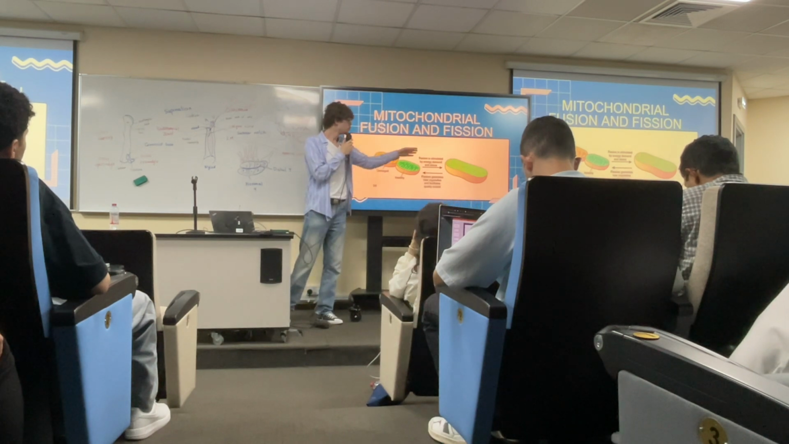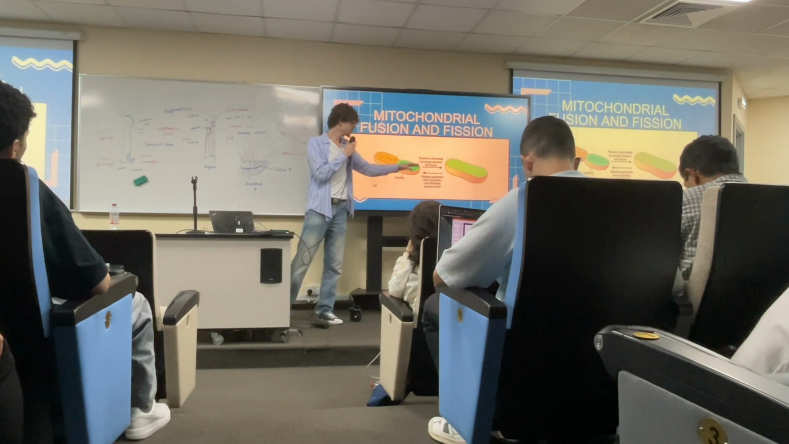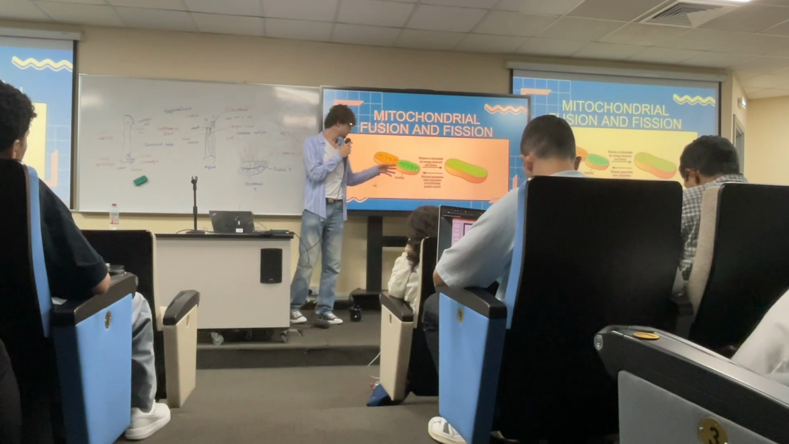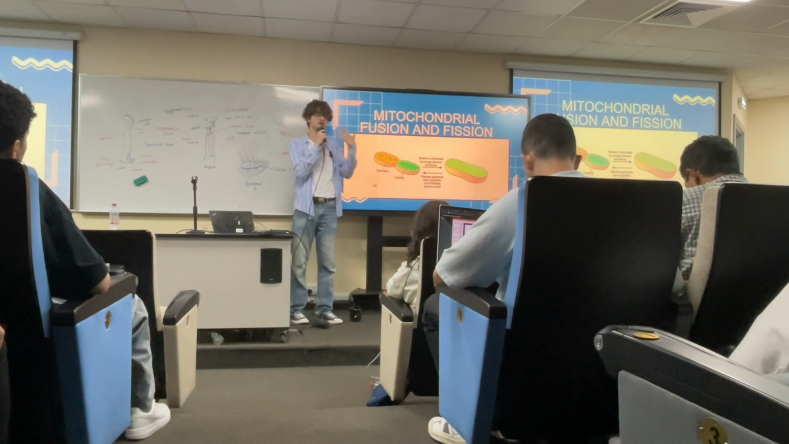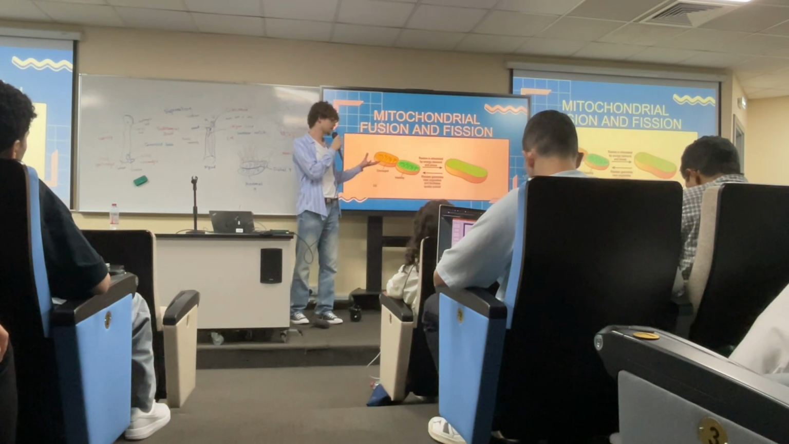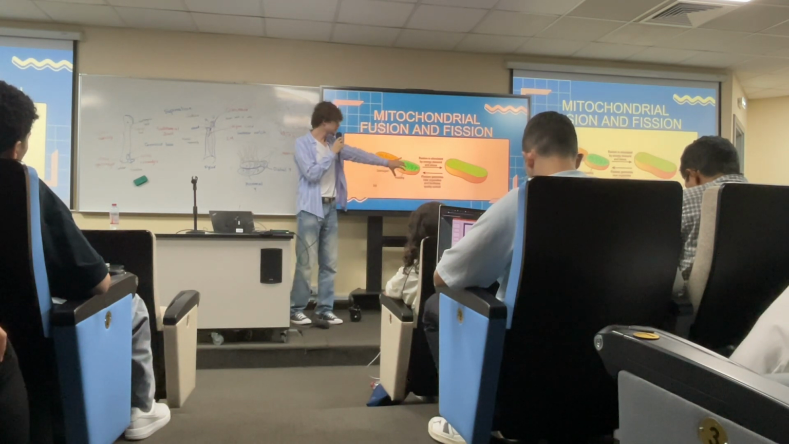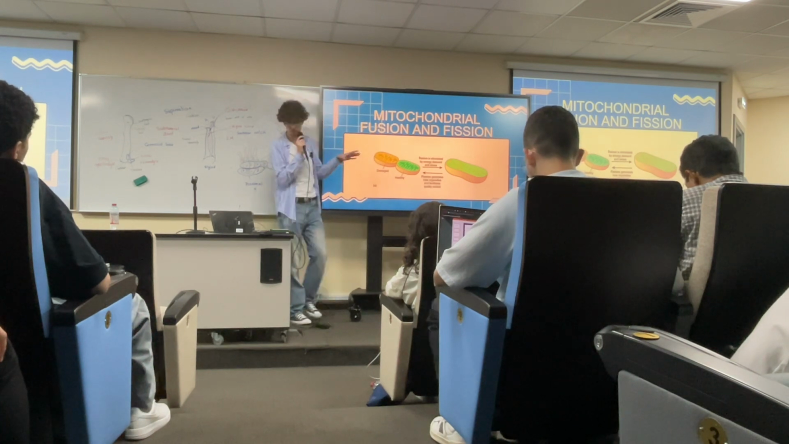So fusion is for rescuing the mitochondria, and fission is when you want to produce more healthy mitochondria for more surface area, for more ATP, and to eat up and destroy the damaged mitochondria.